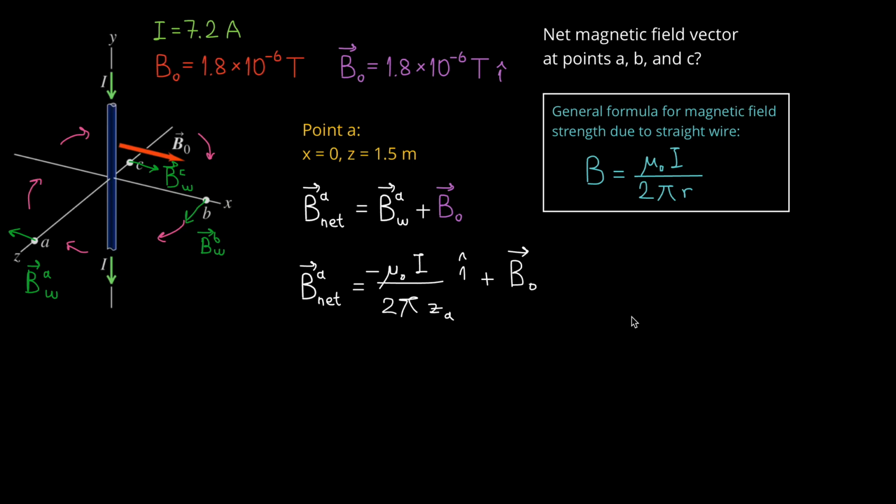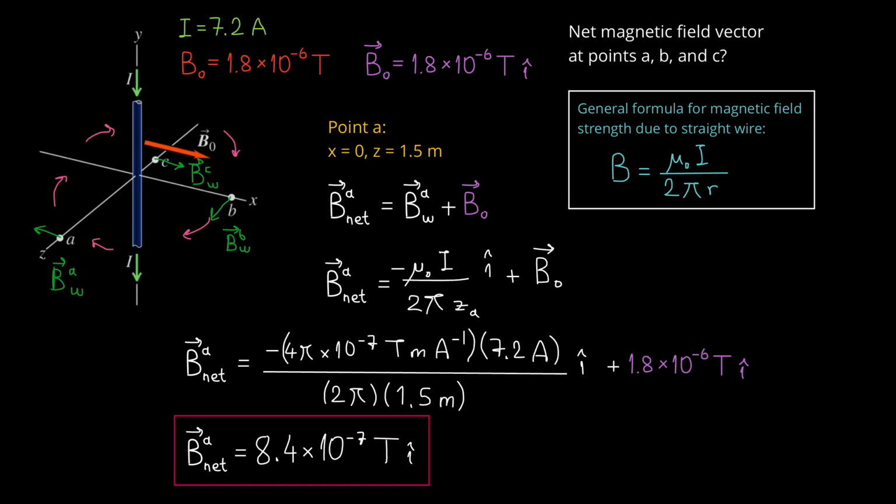The next step will be to plug in the numerical values and calculate the magnetic field vector at point A numerically. After the numerical calculation, we get 8.4 times 10 to negative 7 Tesla in the positive x direction. Note that the two magnetic field vectors, the one created by the wire and the one that is externally applied, point in opposite directions. B sub 0 is pointing in the positive x direction and B W points in the negative x direction. Because B sub 0 has a greater magnitude, the overall vector sum of the two magnetic field vectors points in the positive x direction.